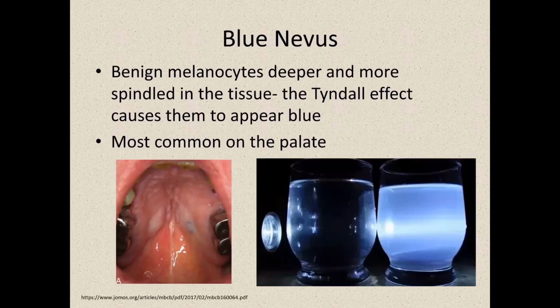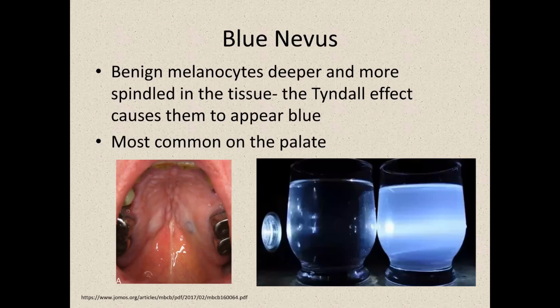A blue nevus is a type of nevus, and it is an accumulation of benign melanocytes that are deeper in the tissue. And these are also a little bit more spindle. They're not as round and they don't stay in the clusters that we see in a normal melanocytic nevus. The reason why it's called a blue nevus is something called the Tyndall effect.